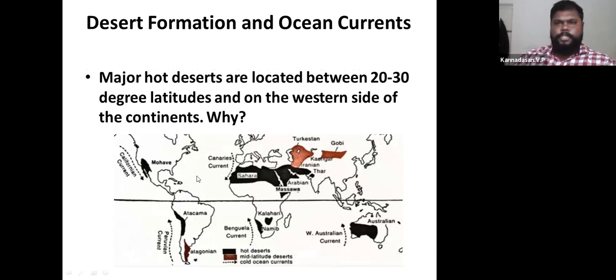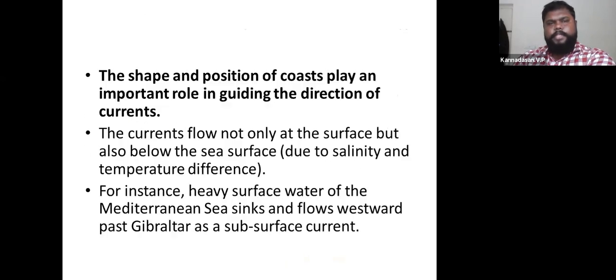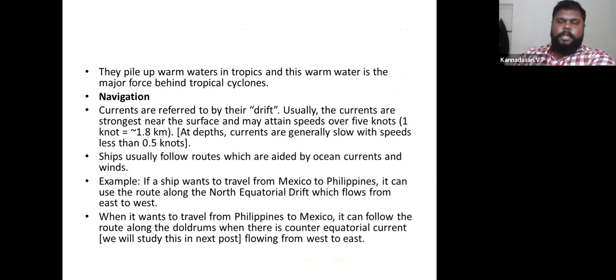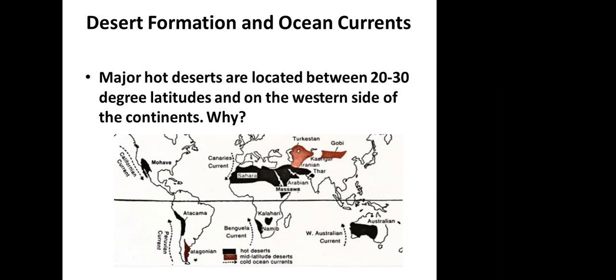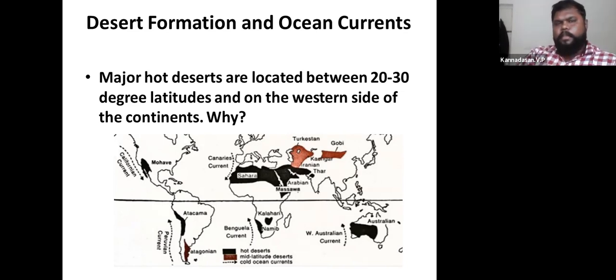Okay, now the desert formation and ocean currents. Major hot deserts are located between 20 to 30 degree latitudes and on the western side of the continents. This was a previous year UPSC question. And also the ocean currents and their significance related to fishing grounds was one of the previous year questions. Considering the past 10 years in the UPSC mains examination, 4 to 5 questions came related to ocean currents. So ocean currents is a simple, small topic where the possibility of a question is high. Am I clear? Shall we move forward?